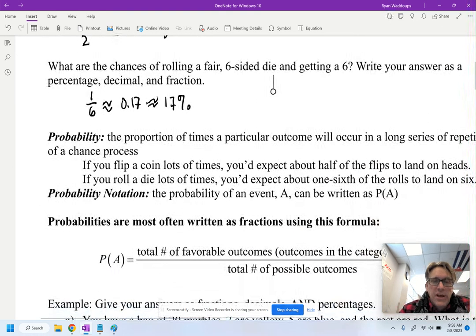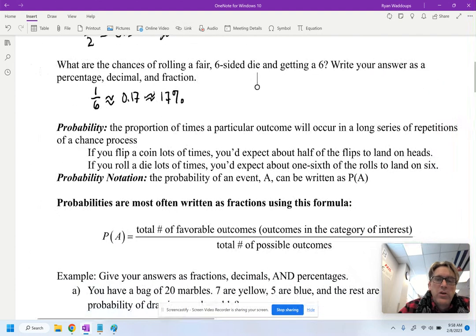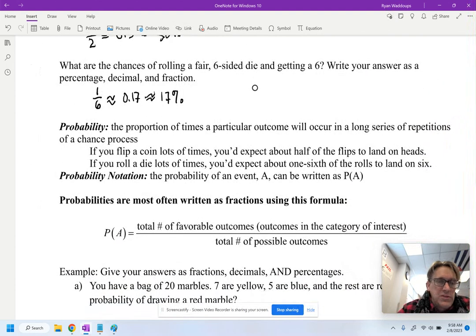All right, so the probability is the proportion of times a particular outcome will occur in a long series of repetitions of a chance process. If you flip a coin a lot of times, you'd expect about half of the flips to land on heads. If you roll a die lots of times, you expect about 1/6 of the rolls to land on 6.